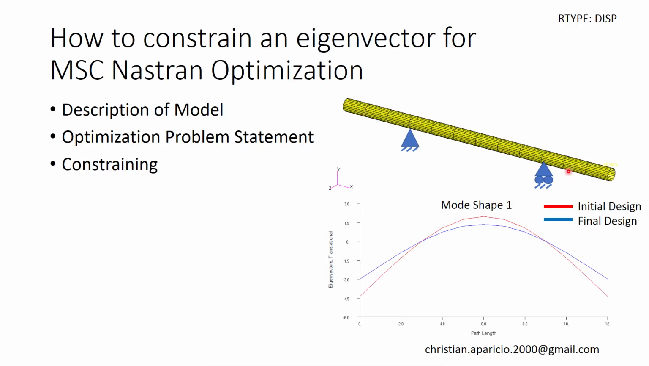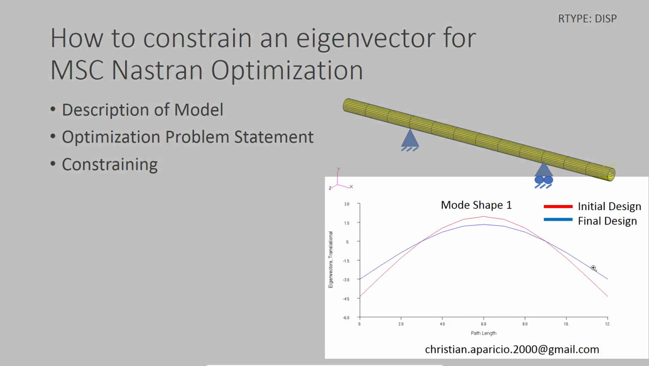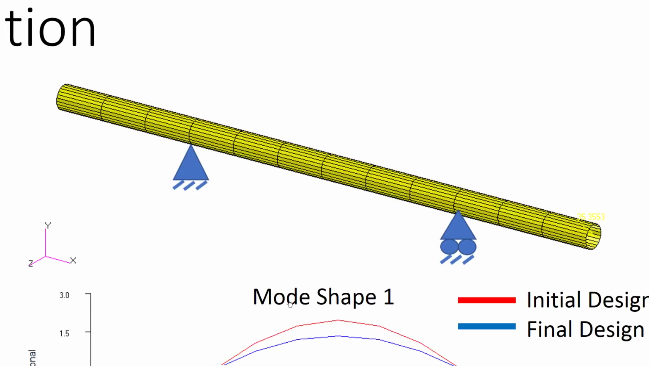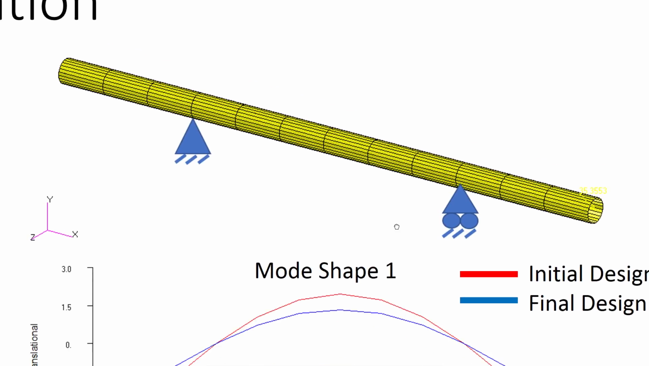Here I have this rod. It's pinned at 2 points. Here in red, it might be worth zooming in actually. Here in red is the first mode shape for the initial design. This mode is in the YX plane of this model.